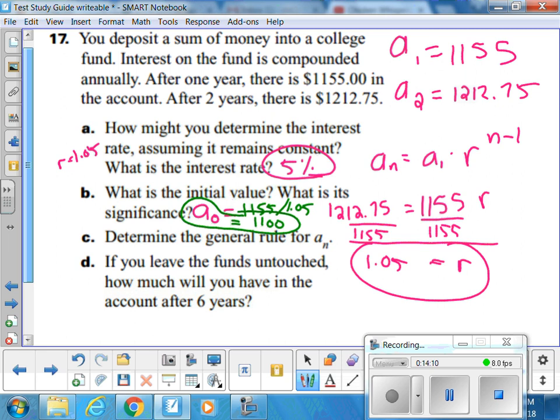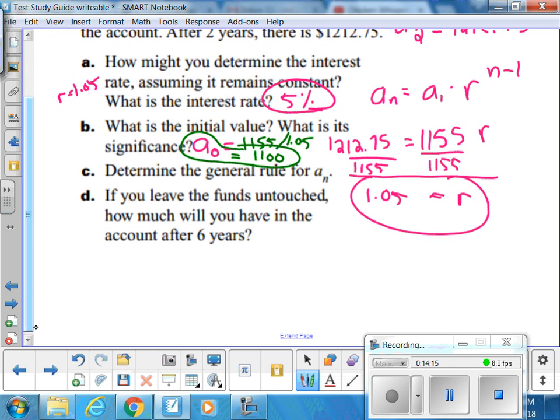As far as determining the general rule, I'm kind of out of space, so I'll do it down here at the bottom. It would have the A1 in it, which was 1155, and it would have the R in it, which is 1.05. So that's your answer to part C.